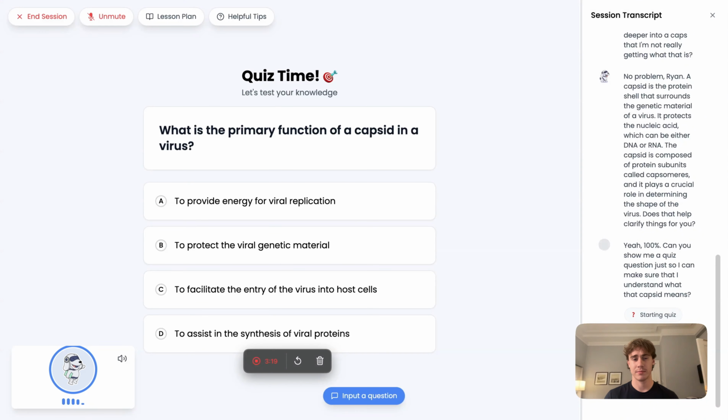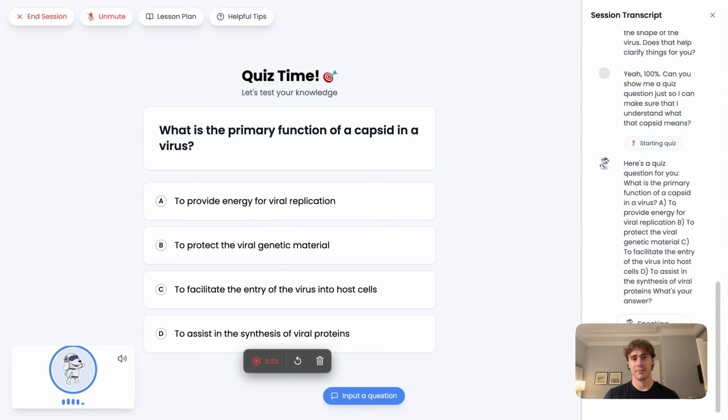Here's a quiz question for you. What is the primary function of a capsid in a virus? A, to provide energy for viral replication. B, to protect the viral genetic material. C, to facilitate the entry of the virus into host cells. D, to assist in the synthesis of viral proteins. What's your answer? I'm going to go with B.